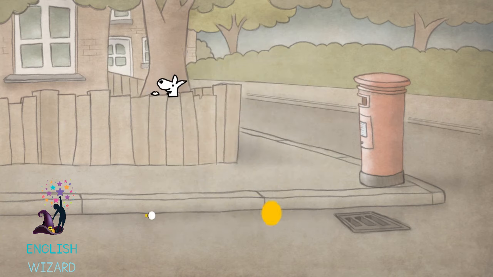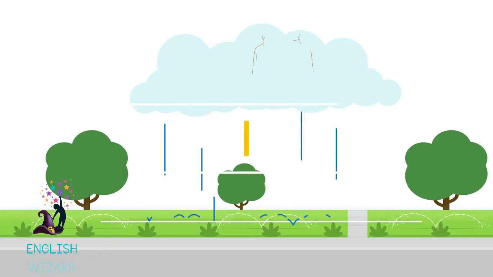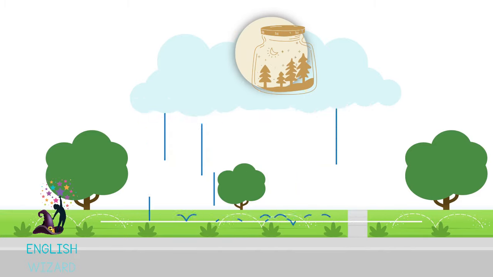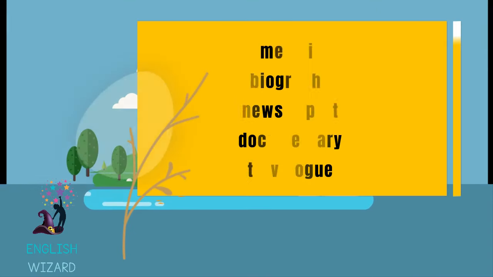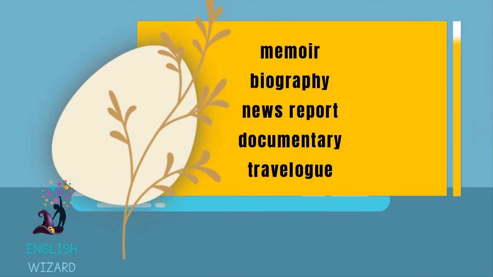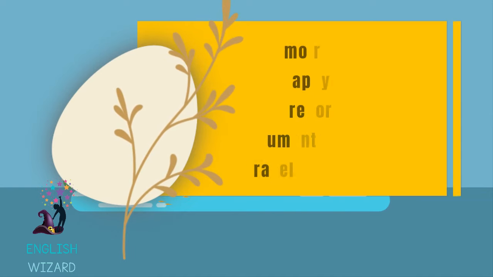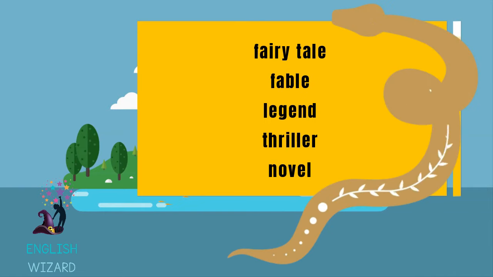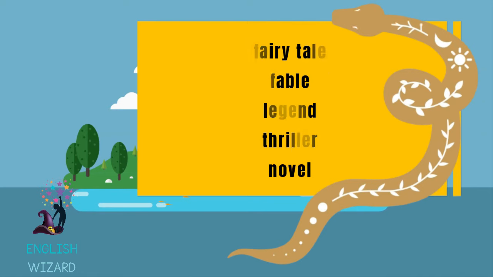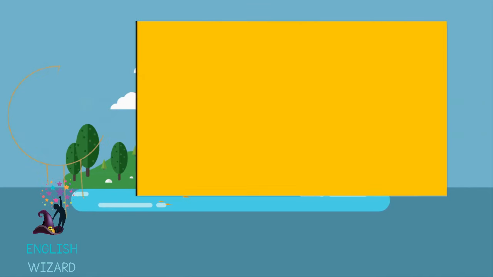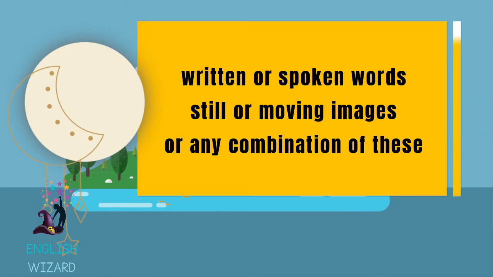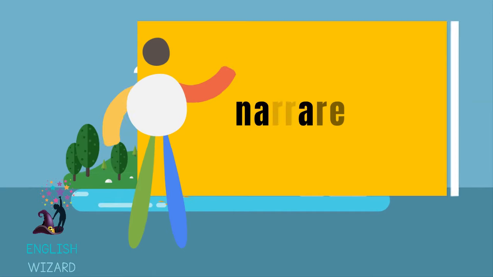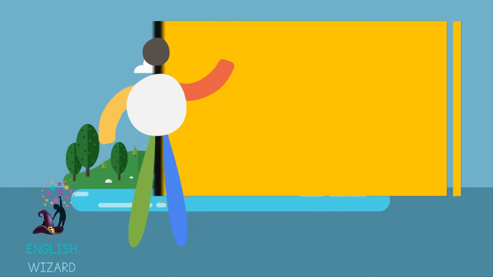In this video, we will discuss the common narrative structure. A narrative, story or tale is any account of a series of related events or experiences. Whether non-fictional such as memoir, biography, news report, documentary, and travelogue, or fictional such as fairy tale, fable, legend, thriller, and novel. Narratives can be presented through a sequence of written or spoken words, still or moving images, or any combination of these. The word derives from the Latin verb narrare, which means to tell.